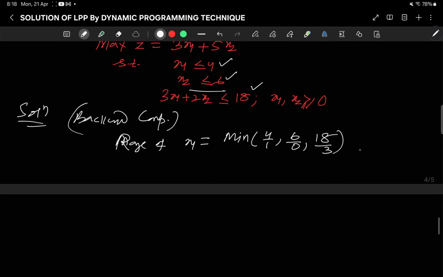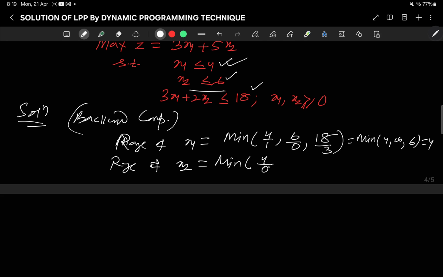So this is equal to the minimization of 4, infinity and 6, which is equal to 4. And the range of x2, likewise, is the minimization of: first one there is no x2, so 4 by 0; second one it is 6 by 1; third one it is 18 by 2. So the minimization of 6 and 9 is equal to 6.